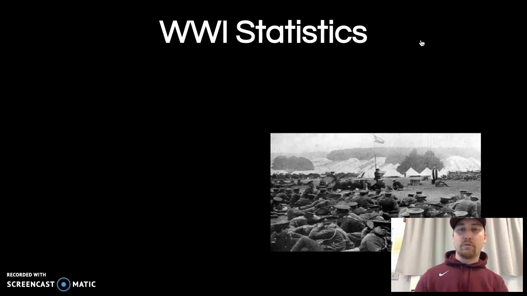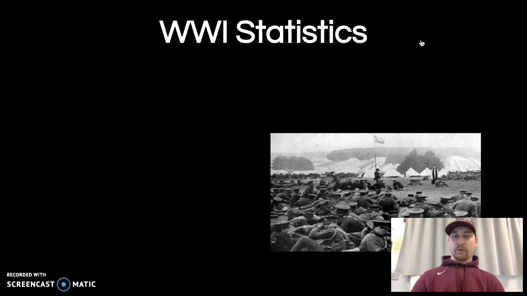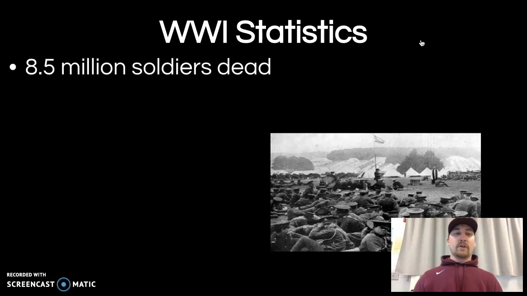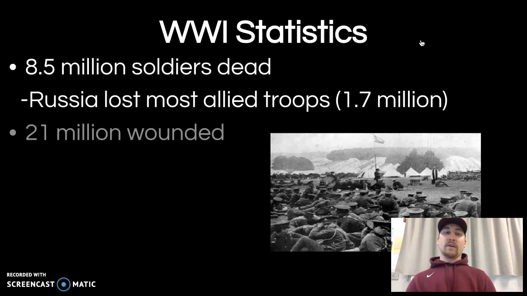Now, as we get into talking about the effects of World War I, obviously the statistics behind the casualties and the costs behind the war are significant to what would eventually become the Treaty of Versailles. To start off, we had approximately 8.5 million soldiers that died throughout the war. Of those 8.5 million, Russia lost the most of the Allied troops, which was 1.7 million. Russia obviously had the largest fighting force in World War I, so it would make sense that they would potentially be the ones to lose the most lives.